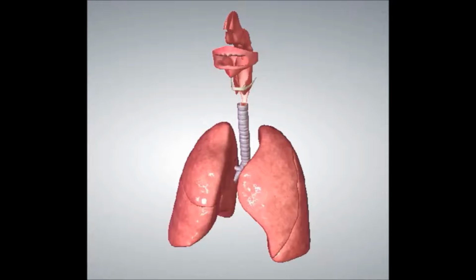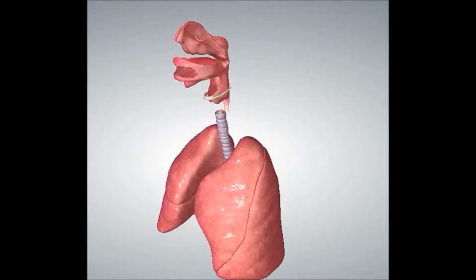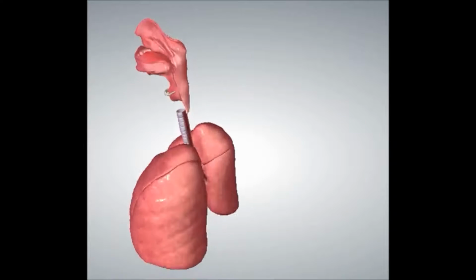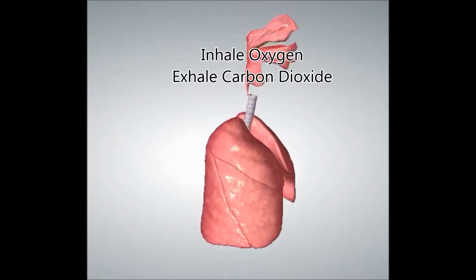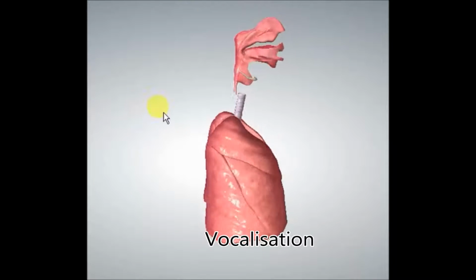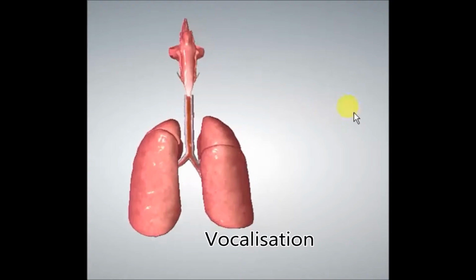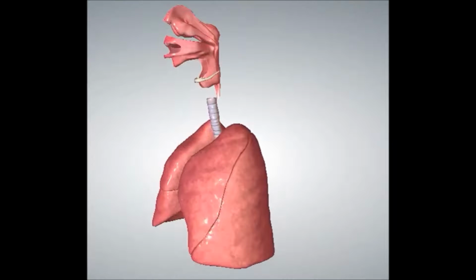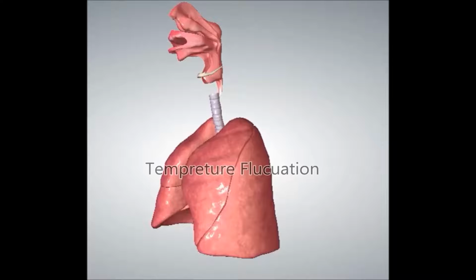Welcome to my lesson on how humans breathe, or in anatomical terms, the respiratory system. Now the functions are to move air in and out of the body, and also for vocalization. As air is expelled through the vocal cords, it's manipulated by the mouth, and speech is produced. It's also important for temperature fluctuations.